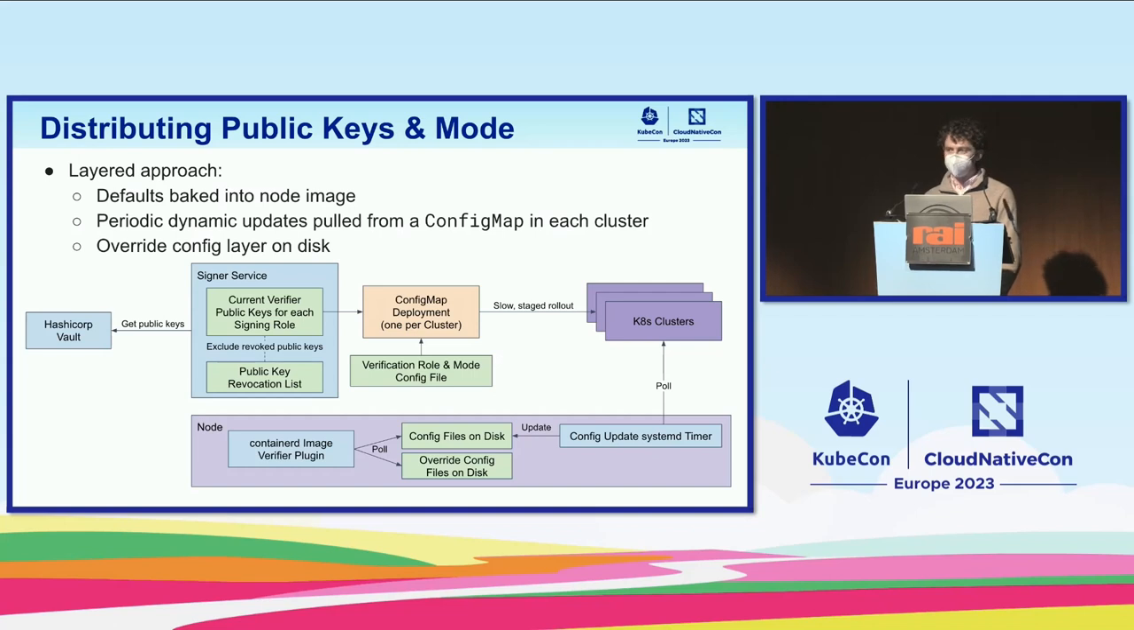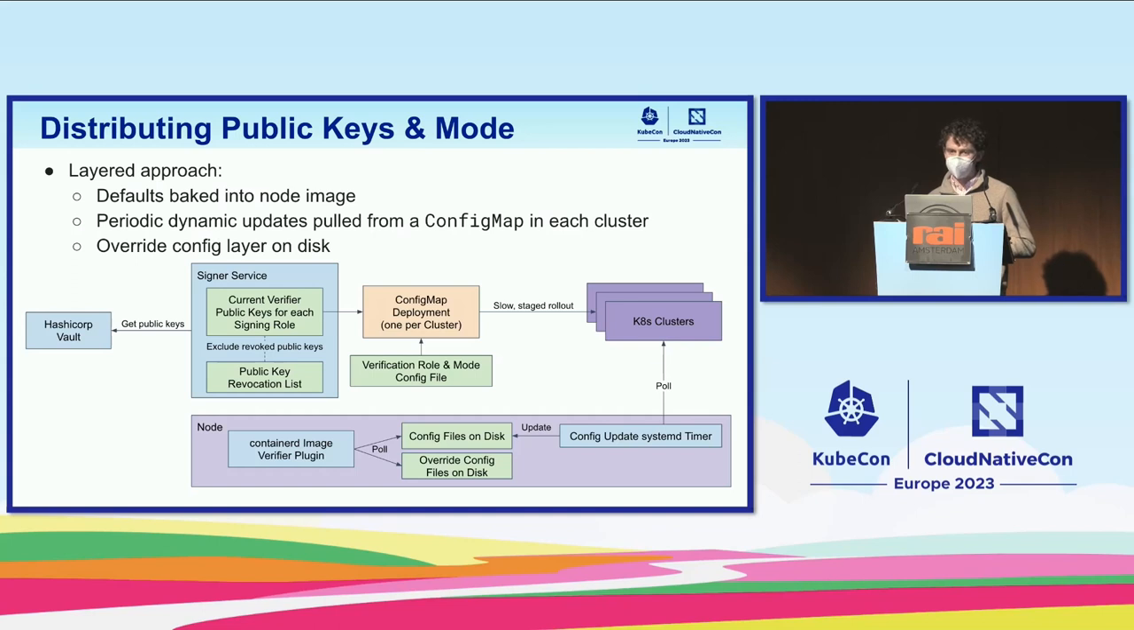To distribute the public keys and verification mode, we've taken a layered approach. We bake a set of defaults into the node image, and this is kept relatively fresh using our automation for building and rolling out new node images. But in order to get faster updates than that, we also have a dynamic update system that runs on each node. What this does is it periodically pulls a config map that sits in each cluster and mirrors that to disk. And we're able to slowly roll out this config map just like we would roll out any application to multiple clusters for slow incremental updates to this configuration.